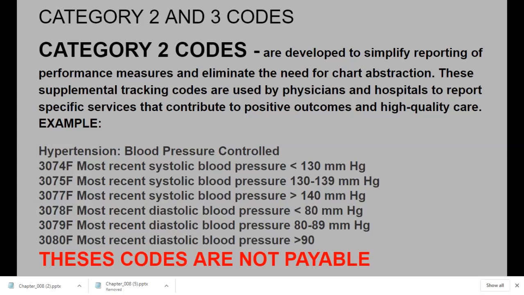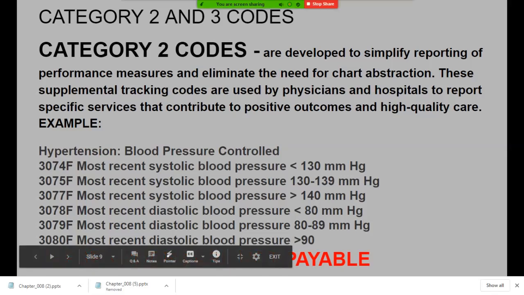Now, why would you send in codes that are not able to be paid for? Well, it's simply for reporting measures so that they can be captured. So if the CDC wants to know how many people in the United States have a blood pressure higher than 130, how are they ever going to find out if the doctors don't actually do category 2 codes? Now, I'm not going to lie to you. As a coder, I never used category 2 codes. But if you are expected to use those, you're going to know where to find them.